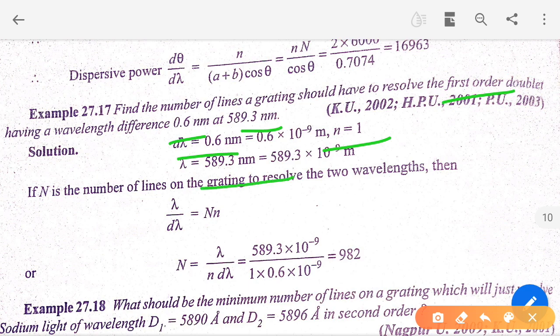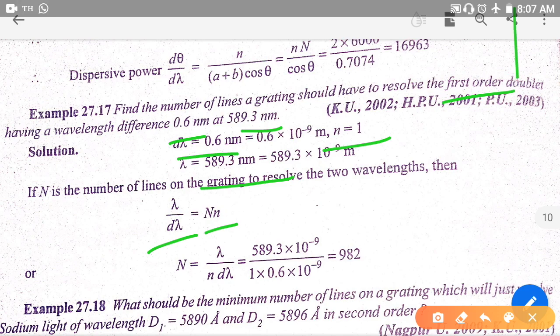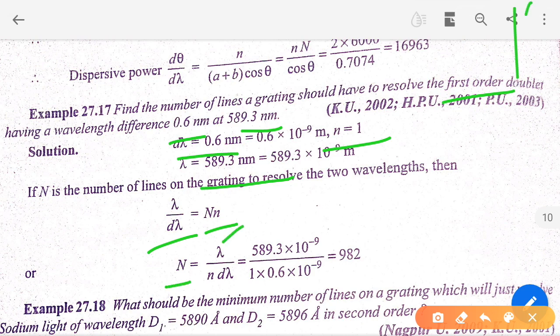If N is the number of lines on the grating to resolve the two wavelengths, then lambda by d lambda is the resolving power of the grating. Lambda by d lambda is equal to capital N into small n, where small n is the order. So N is equal to lambda by n into d lambda. Put in the lambda value, n value, and d lambda value, and we get 982 as the number of lines of the grating.